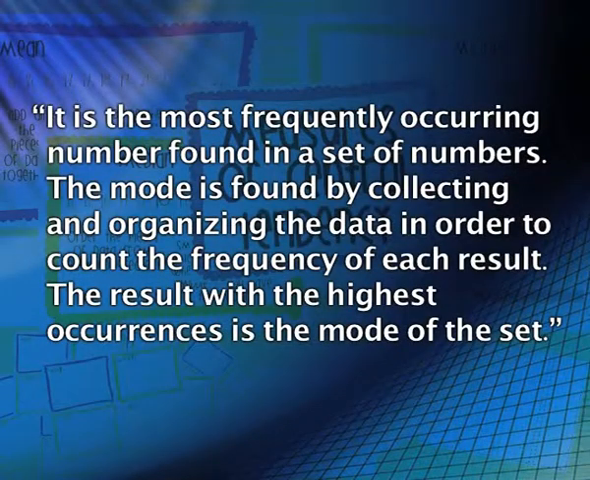In other words, it is the most frequently occurring number found in a set of numbers. The mode is found by collecting and organizing the data in order to count the frequency of each result. The result with the highest occurrence is the mode of the set.